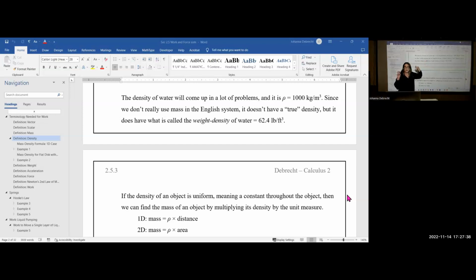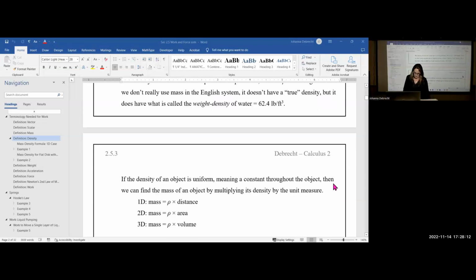And so it doesn't have what we call a true density, but we do have what's called a weight density of water. And that's 62 pounds per cubic foot. Now, I said that pounds weight is actually a measure of the gravitational force. So it's actually a combination of the gravitational force and the density. So what you have for the weight density is a combination of the force, gravity, on the volume. So we've got pounds per cubic foot, 62.4 pounds per cubic foot.